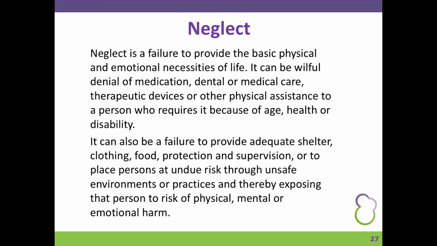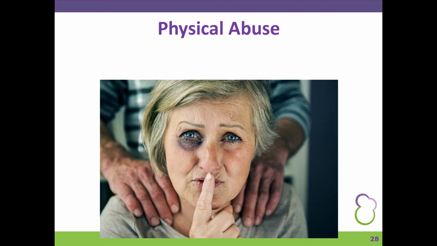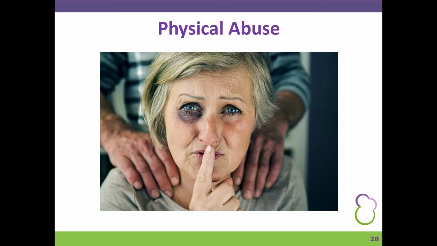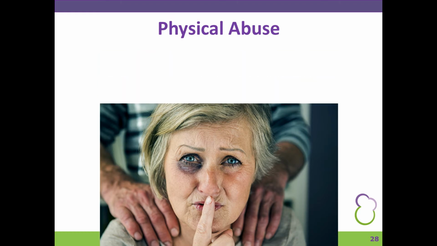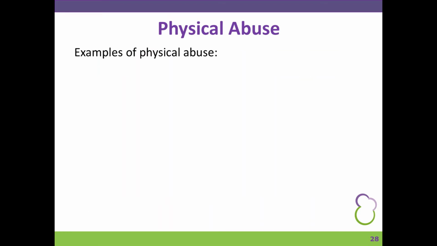Neglect includes the failure to provide the reassurance or stimulation needed for the social, intellectual, and emotional growth or well-being of an adult or also a child. The next type of abuse we're going to look at is physical abuse. Physical abuse is assault, non-accidental injury or physical harm to a person by another person.